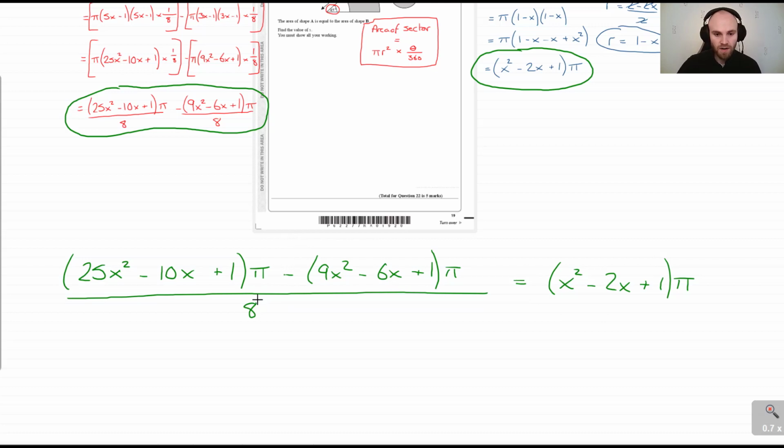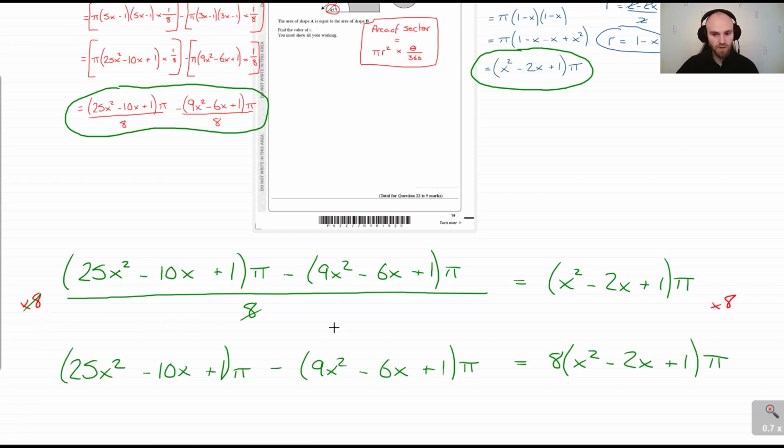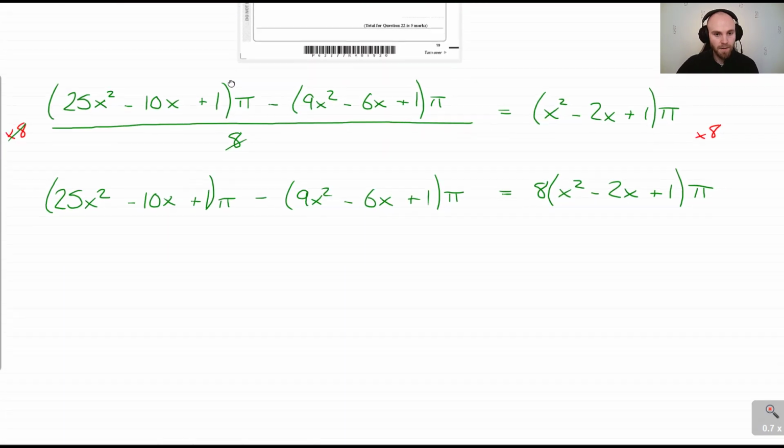So what I'm going to do immediately, I can see that this 8, I want to get this off the bottom. I want to get this over here. So I'm going to multiply both sides by 8. And we're also going to have 8 multiplied by this side. So that gets rid of the denominator. Now we're on an even keel, let's say. So this makes it a lot easier. And I think the next thing that we can do here, we can eliminate this. We have pi on both sides. So I'm just going to divide both sides by pi. I'm just going to move this up.